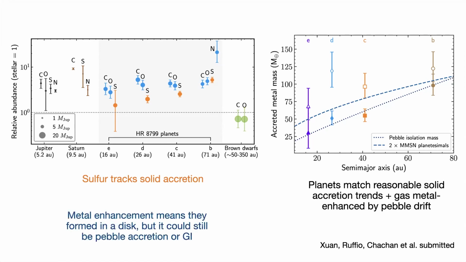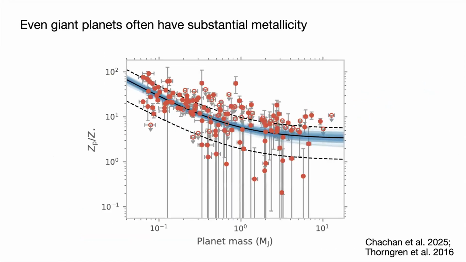And these things are very metal enhanced. Metal enhancement, I would argue, means they formed in a disk, but it could still be pebble accretion or gravitational instability. You can't really tell the difference between these because a lot of the metals are coming from the gas, and you can always accrete some solids after the fact from planetesimals. Even giant planets, this is from close-in, I'm running out of time, so I'm not going to go into this, have substantial metallicity.